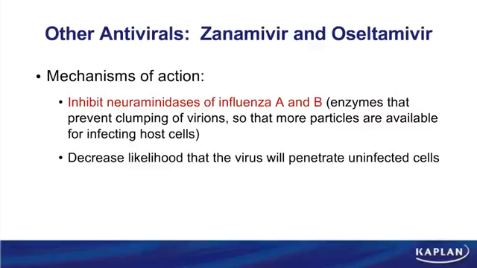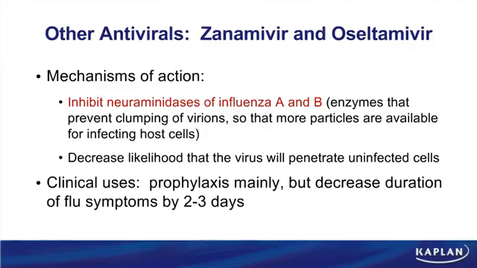The inhibition of neuraminidase happens in influenza A and influenza B. As a result, these drugs are very, very effective for those forms of the virus. You can use them prophylactically or as treatment. If you're going to use them as treatment, make sure you give them as soon as possible after the onset of symptoms, because after 48 to 72 hours, these drugs are much less effective.